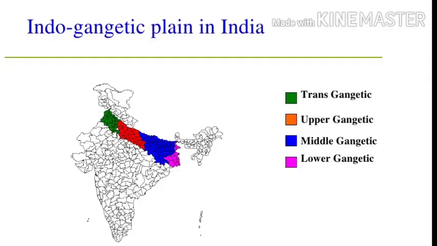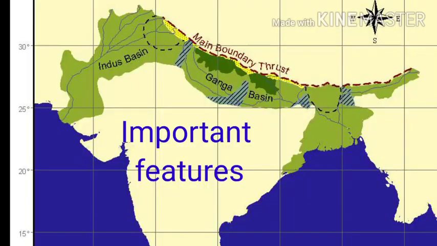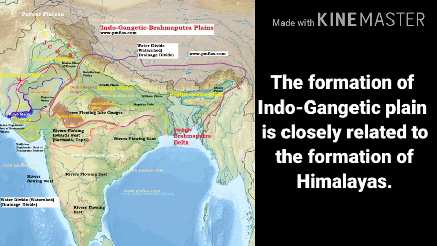peninsular mountains. Students, already you have studied about the Indo-Ganga-Brahmaputra plains in your 9th class. Here we will see some important features of this plain. Indo-Gangetic-Brahmaputra plain is the largest alluvial tract of the world.